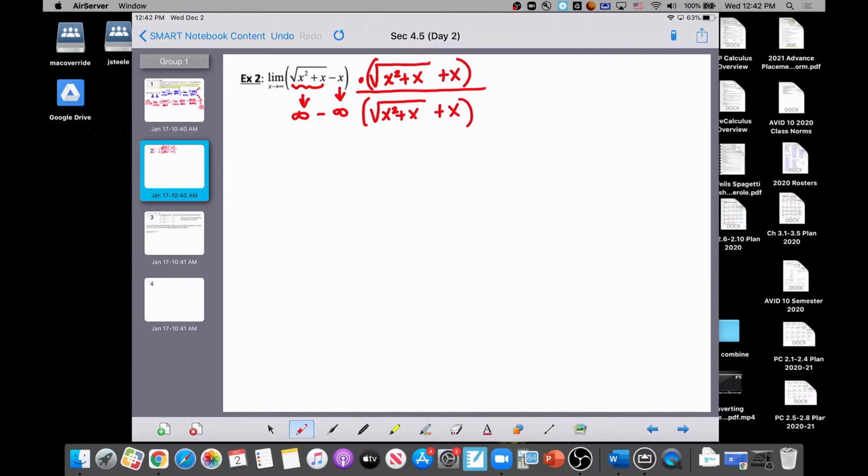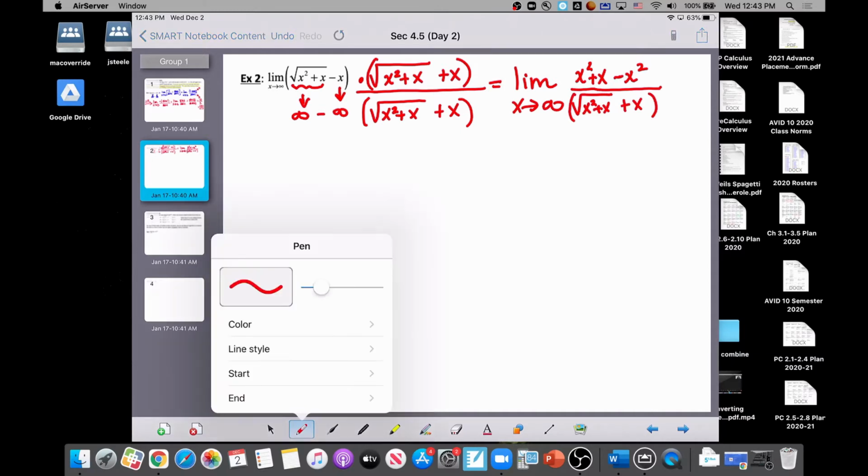Okay, and now when I do that, I have the limit as x approaches infinity. In my numerator, when I FOIL that, remember I just have to do firsts times last. Square root of x squared plus x times square root of x squared plus x just gives me x squared plus x. And then negative x times positive x gives me negative x squared. And then in my denominator, I have the square root of x squared plus x plus x.